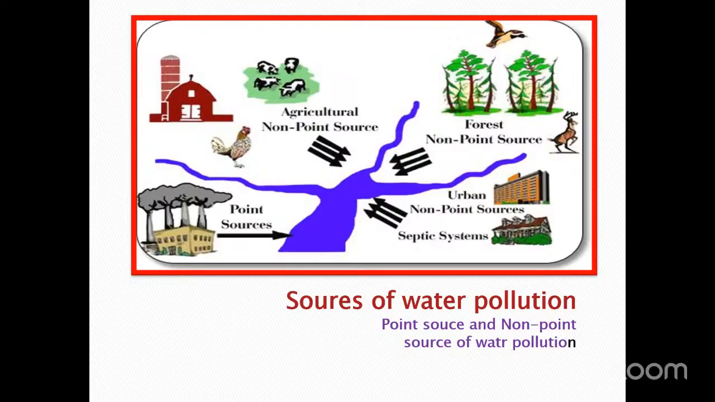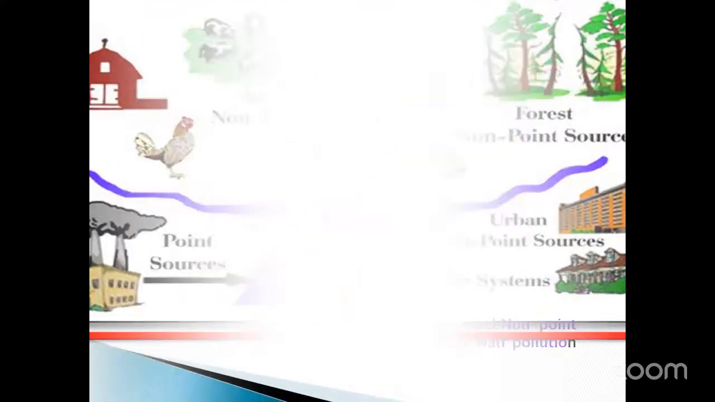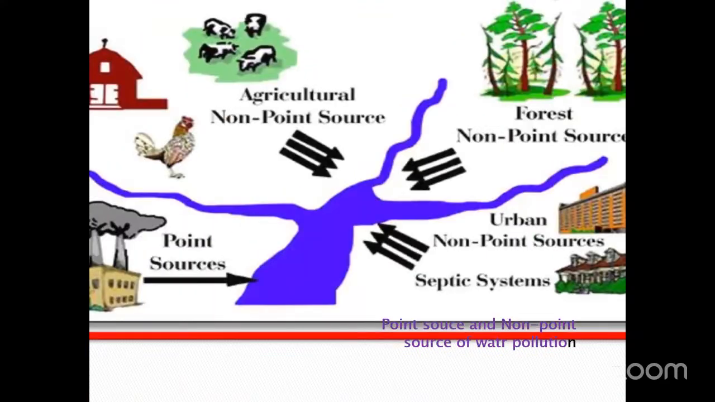So DO level decreases. Okay, now the sources of water pollution are classified into two types: point source and non-point source of water pollution. So now, the point source of water pollution. If you observe this picture, it shows both the point and the non-point source of water pollution. Can you define what is meant by point source of water pollution?